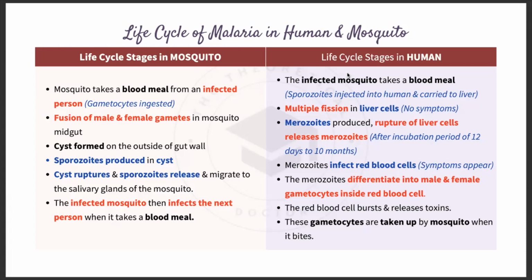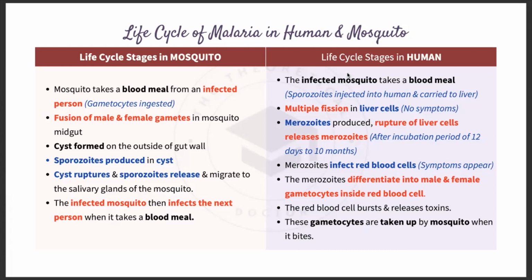Again, the fusion of the male and female gametes occurs in the mosquito after they have taken a blood meal, in their gut. What happens is cysts will be formed. So cysts are like these fluid-filled swollen bags. It's formed on the outside of the gut wall. And sporozoites will be produced in this cyst. After the male and female gametes fuse together, sporozoites will be produced. So after they're produced, this cyst, this swollen balloon, ruptures, it bursts, and the sporozoites are released. After they're released, they migrate to the salivary glands of the mosquito. Now, this infected mosquito infects the next person who is not infected when it takes a blood meal. So that's in the mosquito.